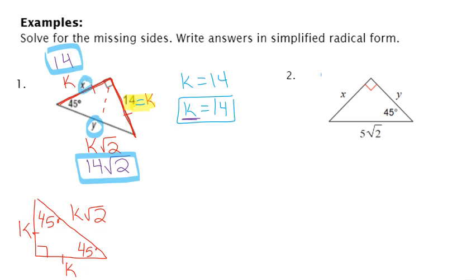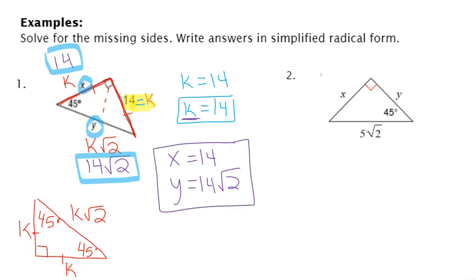I can see that x is equal to 14 and y is equal to 14 radical 2. And that would be my final answer. The second problem is done essentially the same way, so we're still using this similarity with the special right triangle.